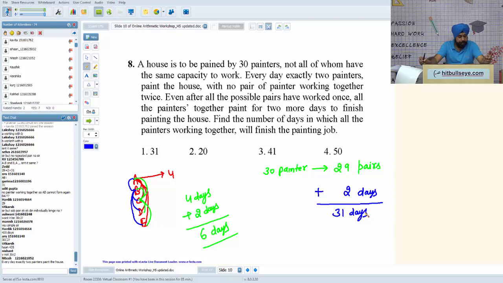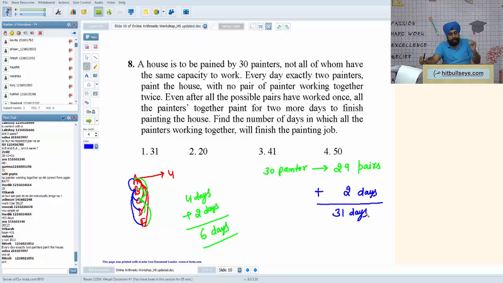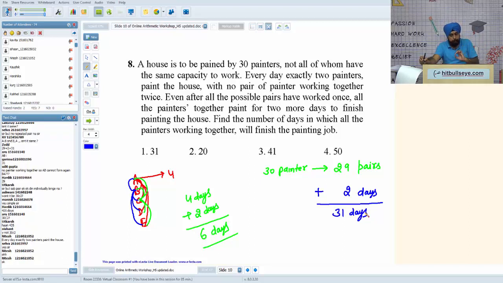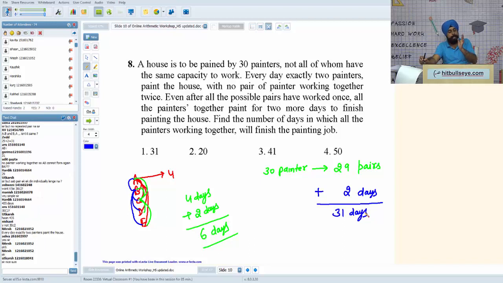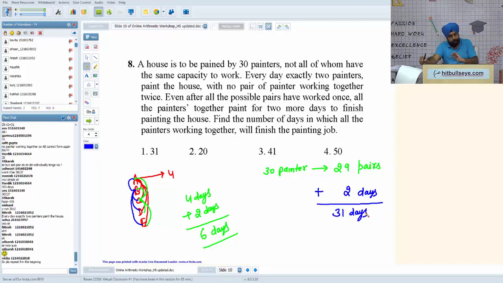Yeah, every day exactly 2 painters paint the house. But what is the question? Question is, had they all working together from the beginning, work will be finished in how many days, right? So A will work with 29 people on 29 different days. B will work with 29, C will work with 29. Whether they have already worked with A or not is a separate matter.